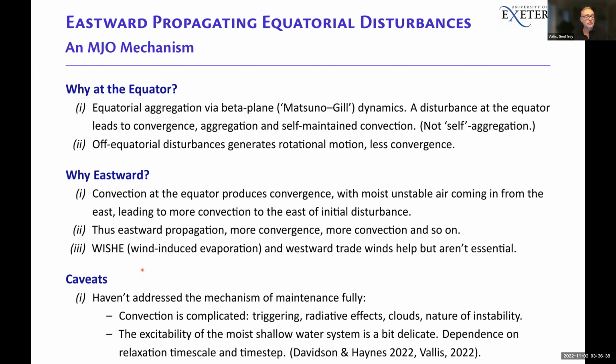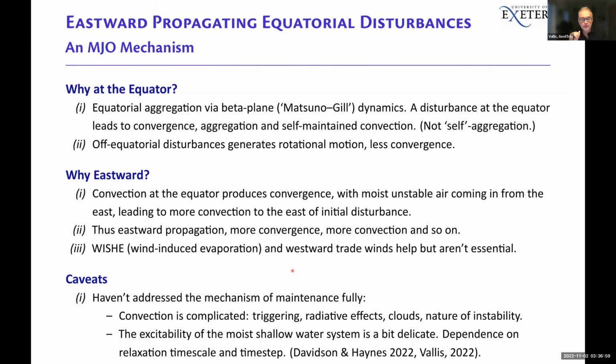Various things which some of the professional tropical meteorologists are concerned about are whether things like WISHE, which is wind-induced evaporation, are important, or westward trade winds are important. And in my model, it turns out that they help, but they're not essential.